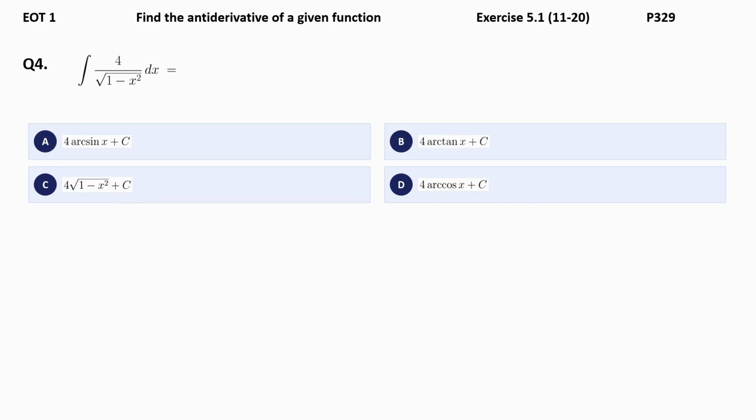Here we go with question number 4. When we look here, the number 4 is a constant. It is everywhere in the options. So now let's look at the denominator, which is square root of 1 minus x square. When you see square root of 1 minus x square, you should connect it with sine inverse x. In the International Standard textbook, you will see it as 4 arc sine x plus c. Arc sine x is nothing but sine inverse x.